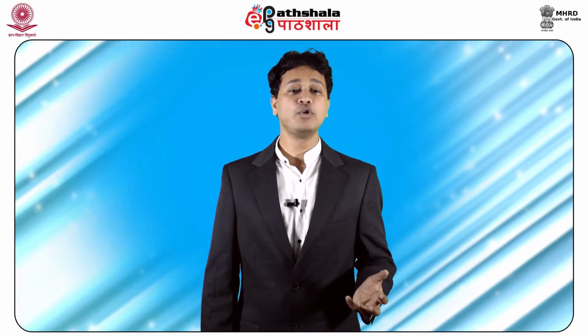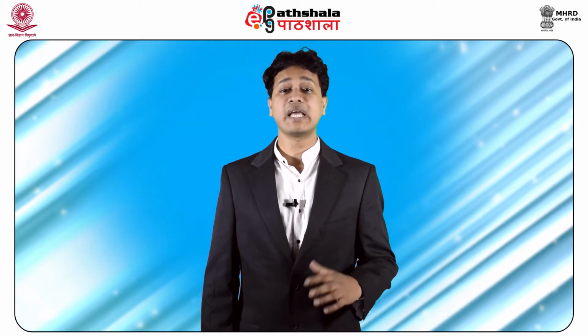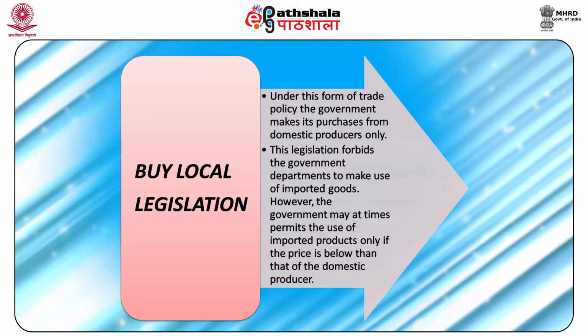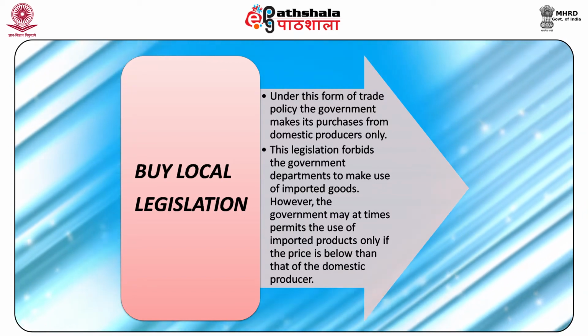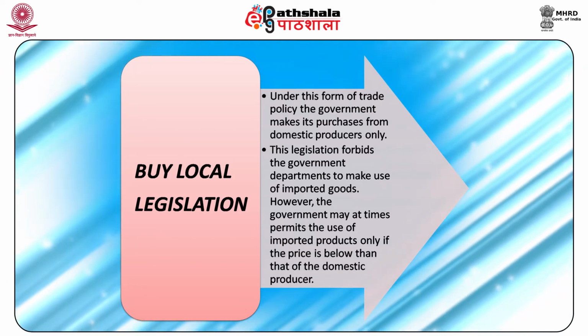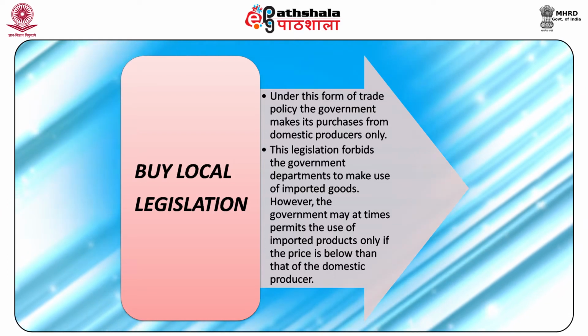It is important to note that solar manufacturers in China and the US receive substantial state subsidies and loan guarantees from their governments. The next one is buy local legislation. Under this form of trade policy, the government makes its purchases from domestic producers only. This legislation forbids the government's departments to make use of imported goods.